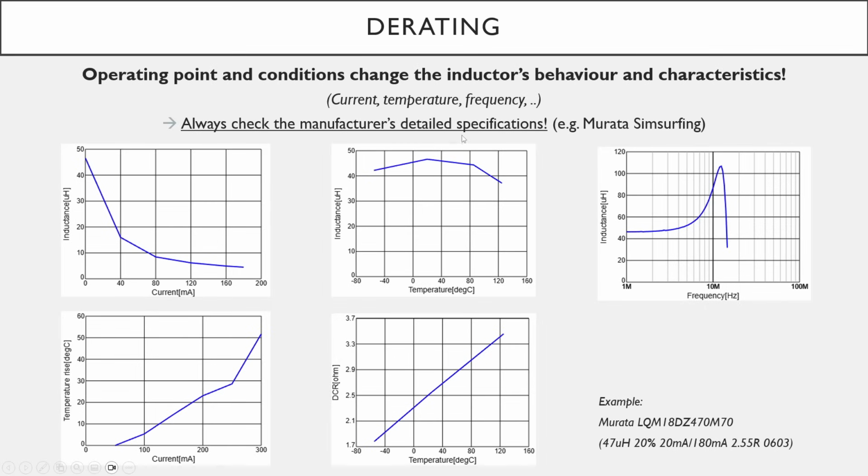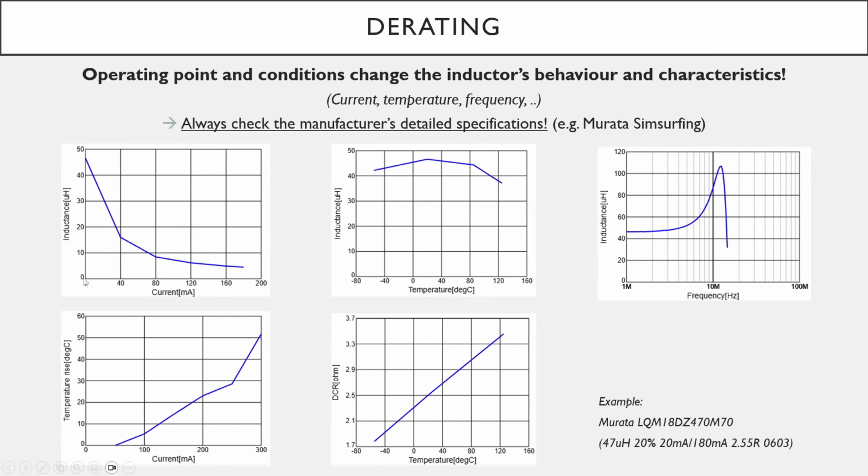I'd strongly suggest checking the manufacturer's detailed specifications, and I'll show you a website called Murata SimSurfing, which is of course specific to Murata itself, but this gives you all of these details, and these graphs, for instance, are what I've pulled from the Murata SimSurfing website. These graphs are for a particular inductor, which I'm showing on the bottom right-hand side. It's a Murata 0603 SMD inductor with quite a high inductance for its package type. So 47 microhenries, nominally 20% inductance tolerance, 20 milliamp saturation current, and 180 milliamp temperature-based current limit, and with a nominal DC resistance of 2.5 ohms. The first graph on the left-hand side shows how the inductance changes with current through the inductor.